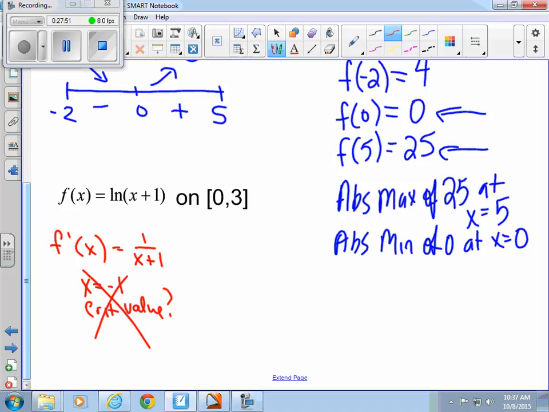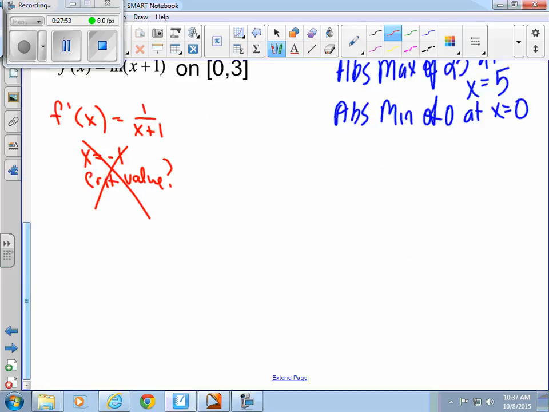min. If we were to draw a sign chart on this, right, negative 1 falls to the left, 0 and 3 are over here. And you could find out if it's increasing or decreasing between 0 and 3, and it's always increasing, right? If it's always increasing, then isn't that going to be the absolute min, and that's going to be the absolute max? So it makes sense. So sometimes endpoints are your only option.